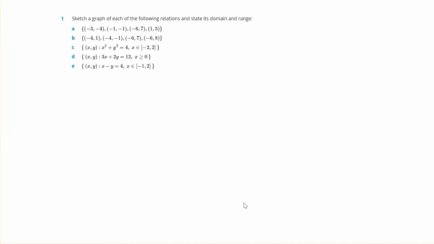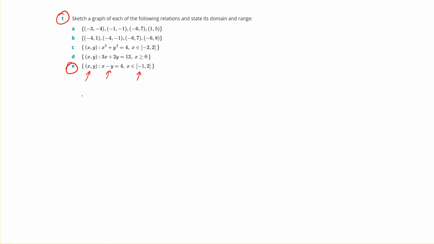Methods. We're going to look at question 1e from exercise 5b. We want to sketch the graph of each of these and find the domain and range. This graph follows a set of ordered pairs such that x minus y equals 4, and x is a member of -1 to 2. So we've got a restriction on this graph.